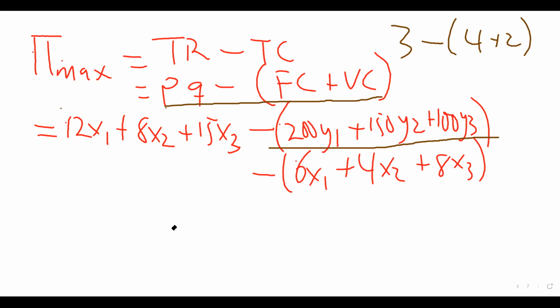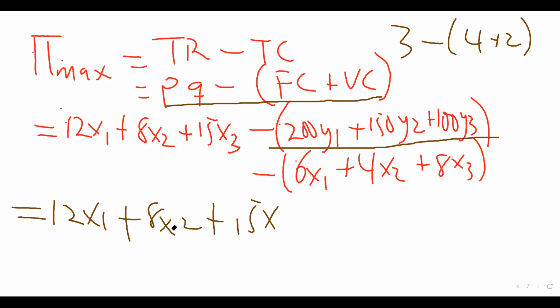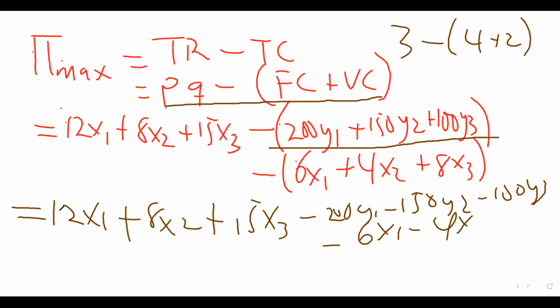This shouldn't have been difficult at all to explain, because anybody who is in class 1 will know that this is 12x1. You want me to just repeat it? Plus 8x2 plus 15x3. Now I'm going to apply minus to everybody. So I do minus 200y1 minus 150y2 minus 100y3 minus 6x1 minus 4x2 minus 8x3, isn't it? That's it.